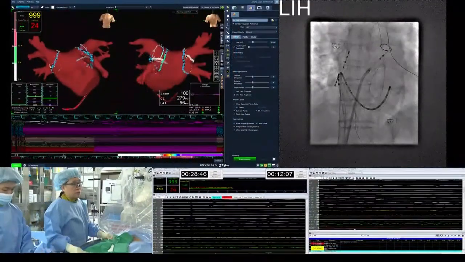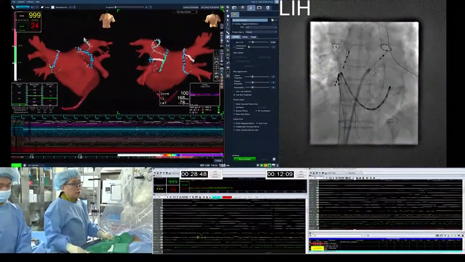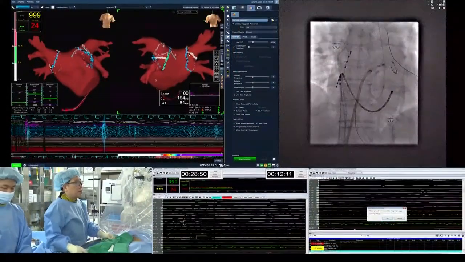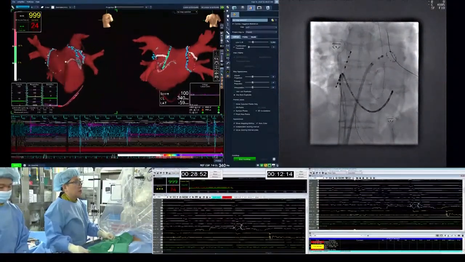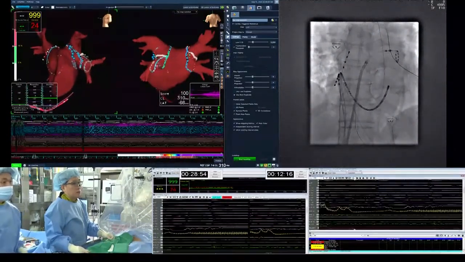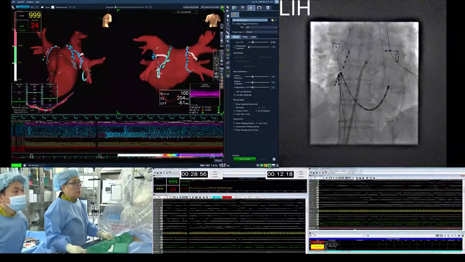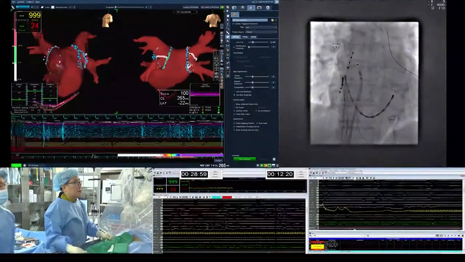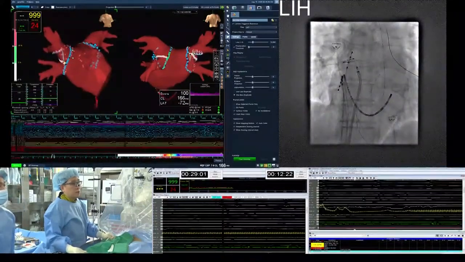This is the finish of pulmonary vein isolation. We conducted pulmonary vein isolation with high power short duration ablation successfully and smoothly, and it took about 30 minutes. It's quite a fast and efficient ablation procedure.